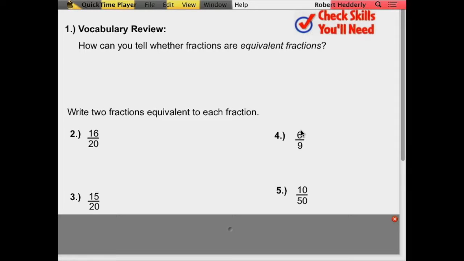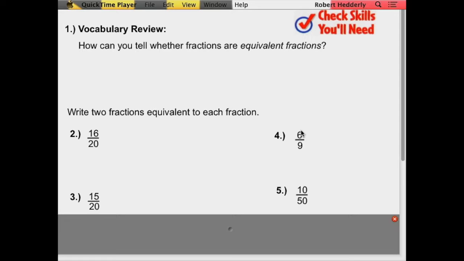Okay. So who can answer this? Can somebody share with the class? Teray? You can tell they're equivalent if they have the same factors or the same multiples of the original. Okay, a lot of students were saying that this morning, and I think you're on the right track, but not quite what we're looking for.